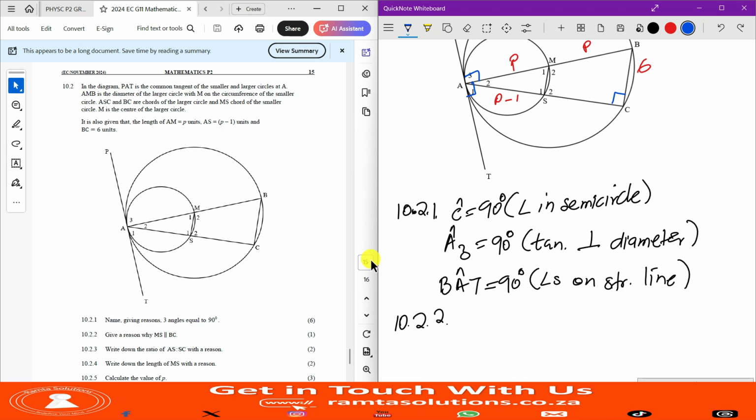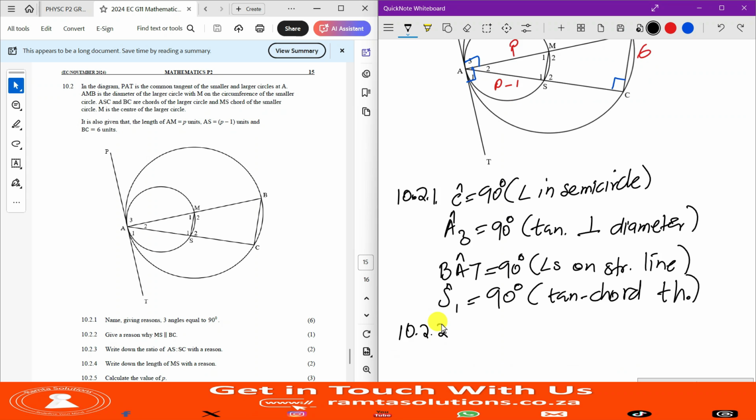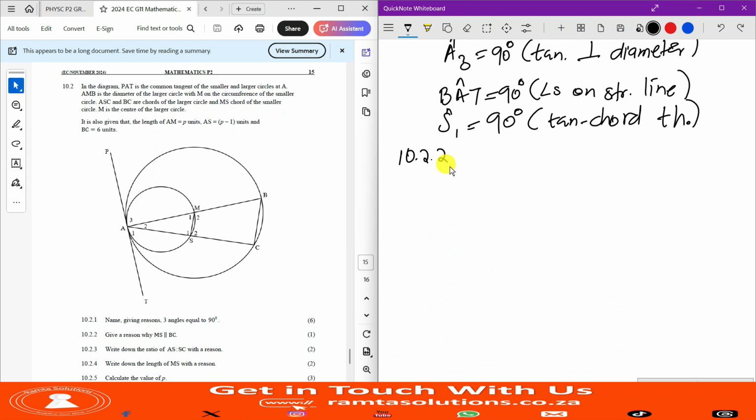they said give a reason why MS is parallel to BC. Another thing: maybe let me add one of the angles here. I also see here angle S1. Angle S1 is equal to 90 degrees. Why? It's the tan chord theorem. Can you see it? It is the tan chord theorem. Okay, S1. So confidently we can answer 10.2. Oops, I seem to be squeezing the writing now.